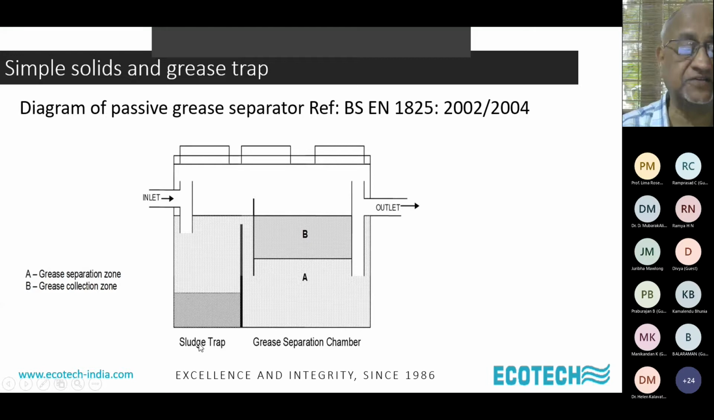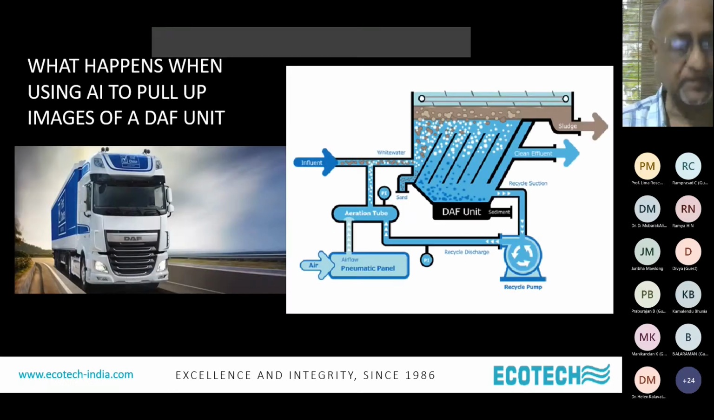It consists of a sludge trap. This is a very simple separator. So there are very clear-cut, well-defined design criteria for the sludge trap, the dimensions, the length, breadth, depth, and everything is given in that standard.